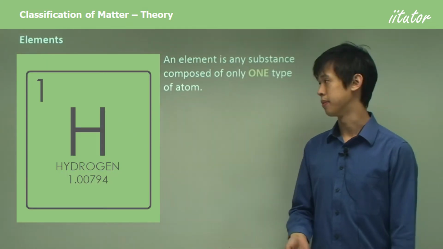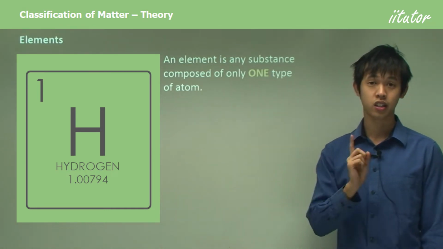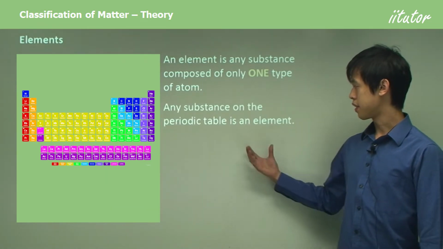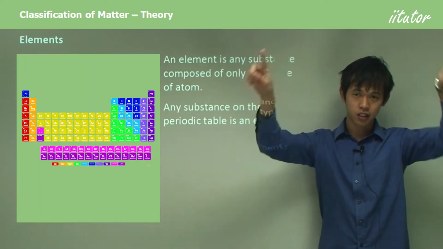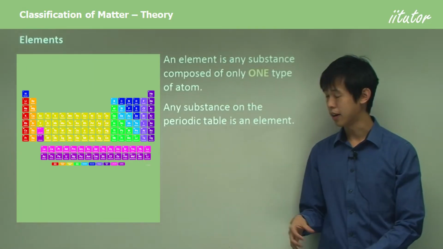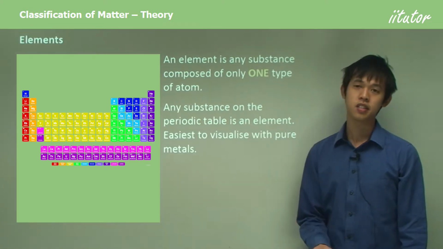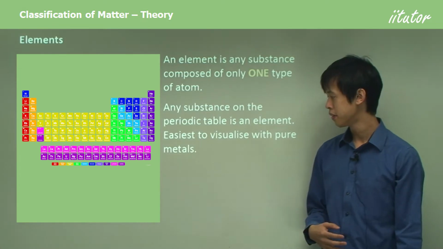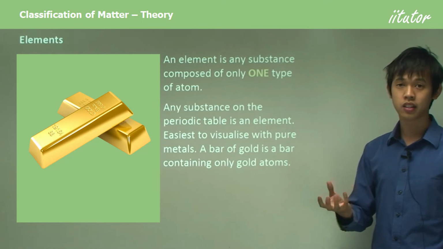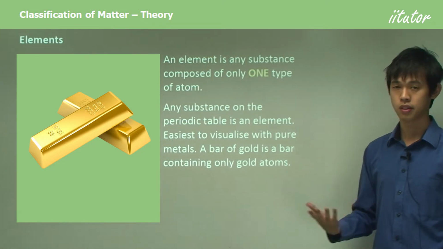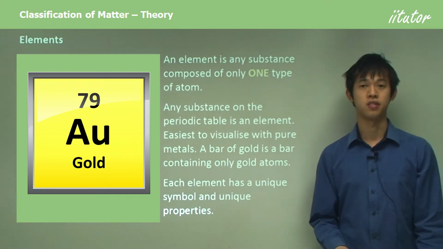An element. What is an element? An element is any substance composed of only one type of atom, okay? So just one type of atom. Any substance on the periodic table is called an element. Okay, so anything you see on the periodic table, we call that an element. A block of an element has only one type of atom in it. It's easiest to visualize what an element is with a pure metal. So a bar of gold, like we see here. A bar of gold is just a bar containing only gold atoms. That's all it does. And each element has a unique symbol and unique properties. That's what makes them different.